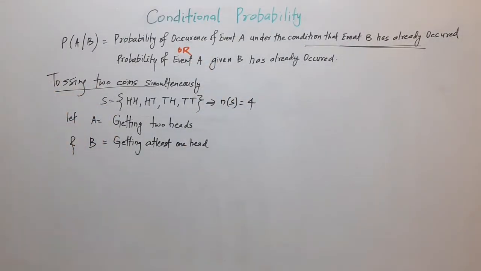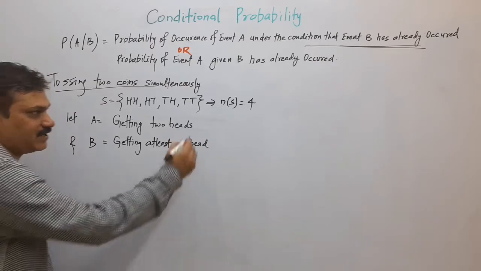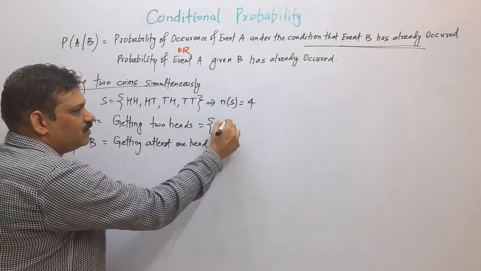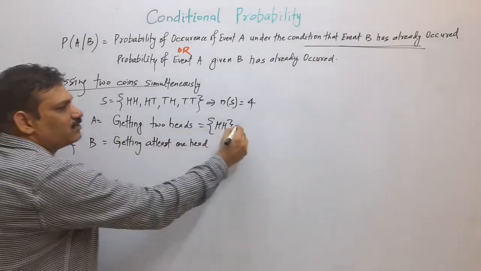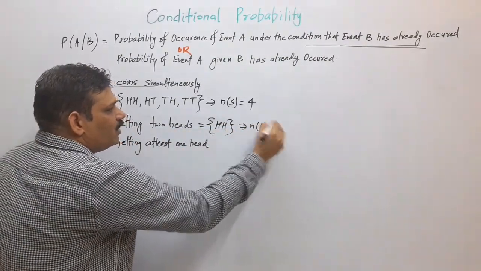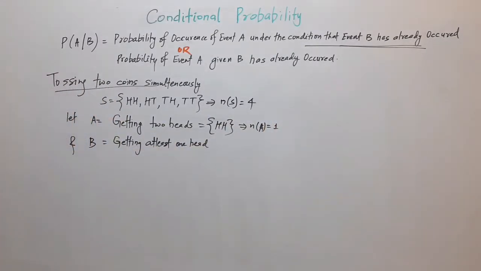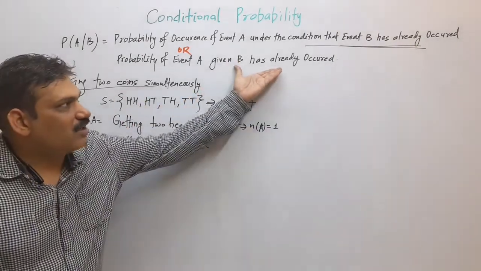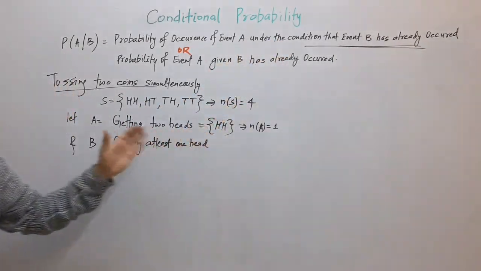Suppose we define the event A as getting 2 heads, that is, both are heads. So only one sample point is in favor of this event A. So the number of elements in A is obviously 1 here. Now, if it is known that the event B has already occurred, and we have the condition.